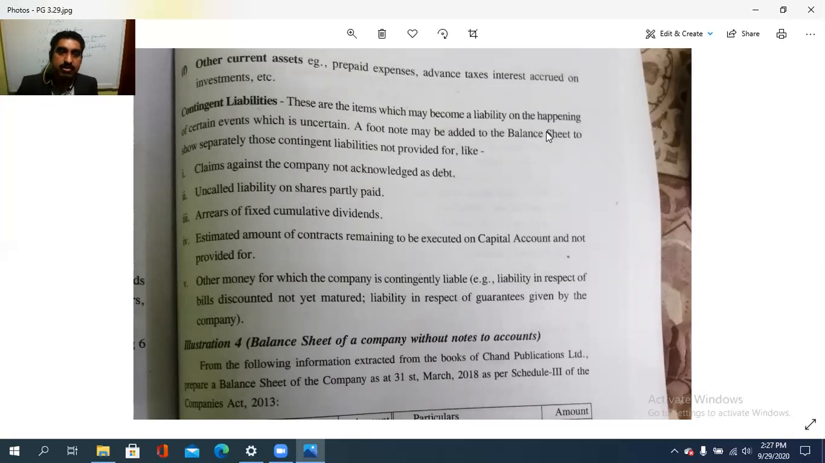Then arrears of fixed cumulative dividends. Then estimated amount of contracts that is remaining to be executed on capital account and not provided for. And also the other money for which the company is contingently liable, that is liability in respect of the bills discounted not yet matured, liability in respect of the guarantees given by the company.